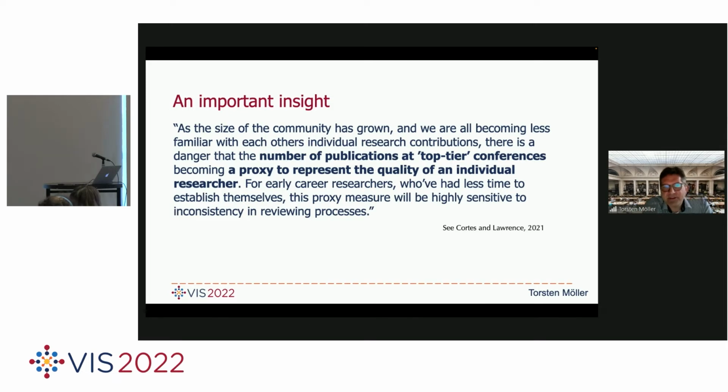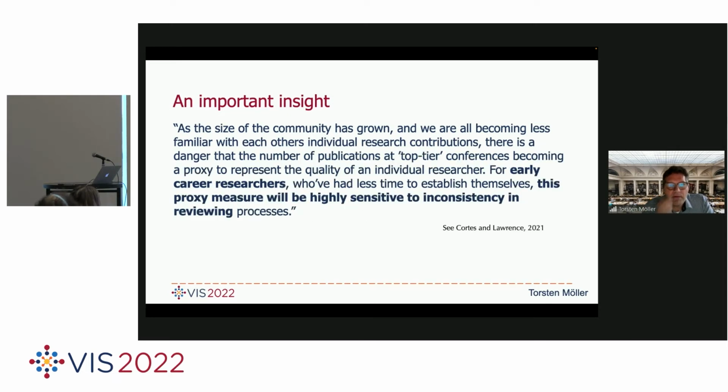as the size of the community has grown and we are all becoming more familiar with each other's individual research contributions, there is the danger that the number of publications at top-tier conferences are becoming a proxy to represent the quality of an individual researcher. For early career researchers who have had less time to establish themselves, this proxy measure will be highly sensitive to inconsistency in the reviewing process.